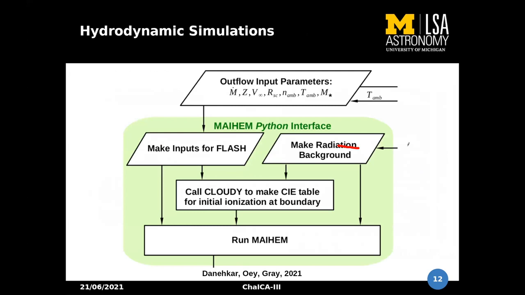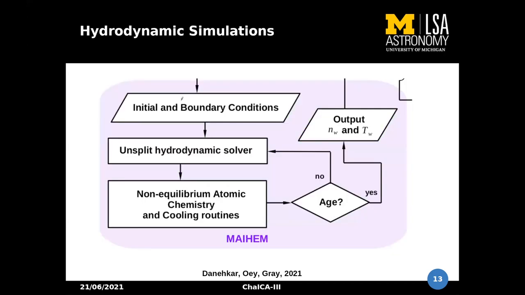And we did a hydrodynamic simulation. Here is a schematic view of our hydrodynamic simulation. We made a Python interface and used this Python interface to run a serial grid of FLASH simulations. And these FLASH simulations also run a Cloudy model for initial conditions. And this is the model built in FLASH, which was initially built by Bill Gray, called MAIHEM.